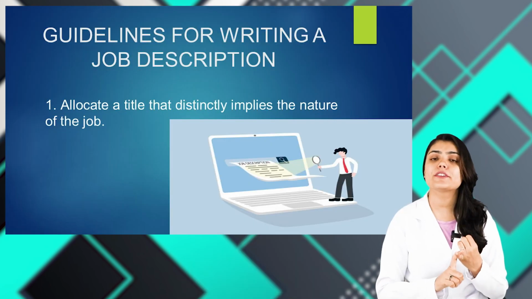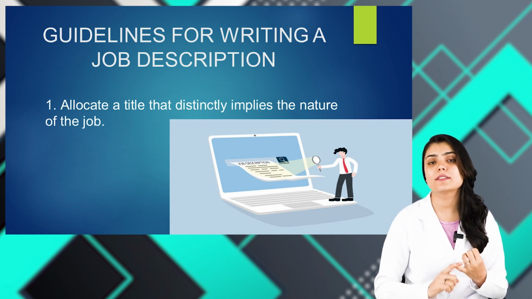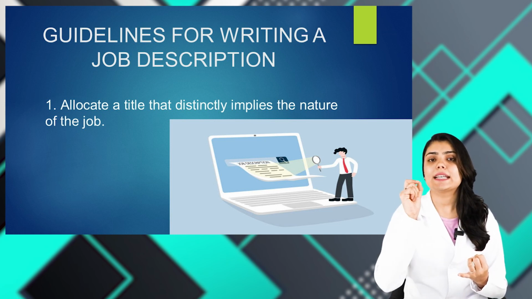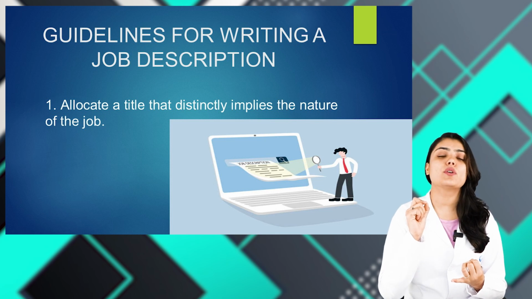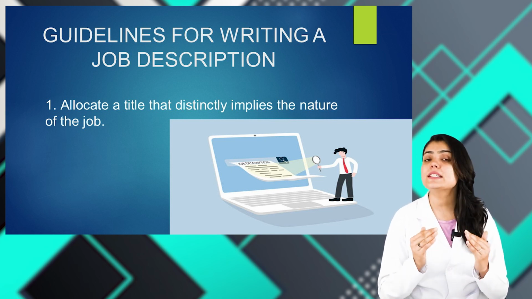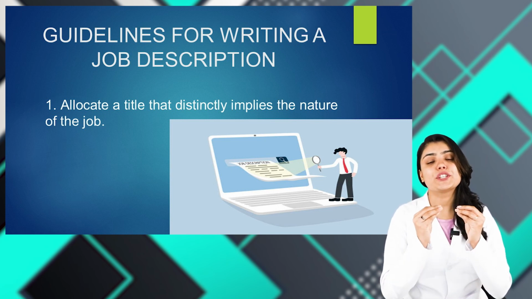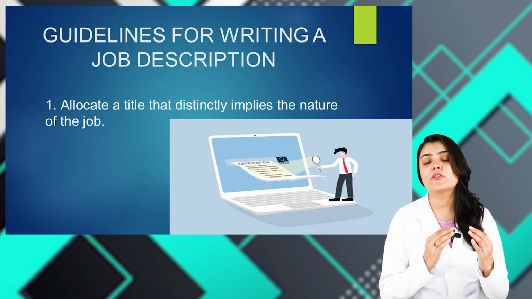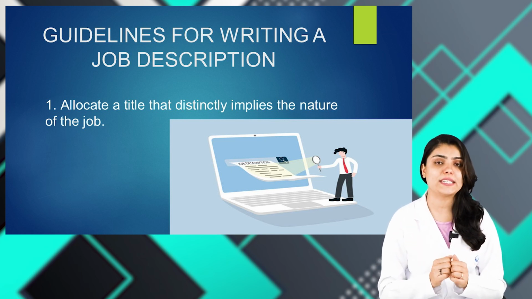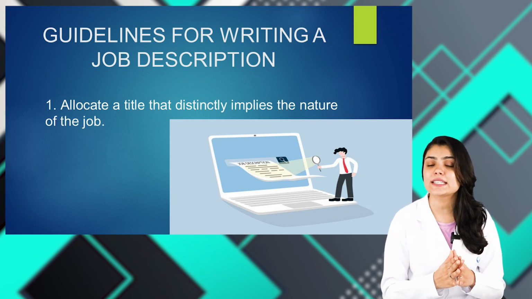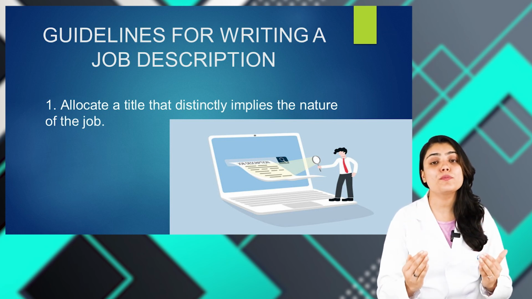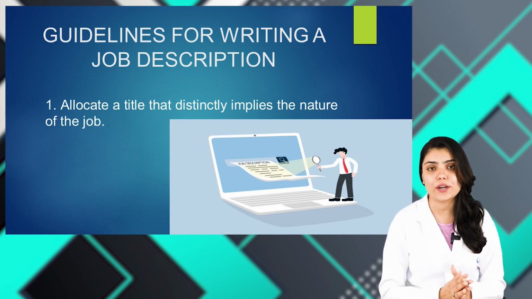So far, we have discussed what a job description is and what its purposes are, why it is required. Now, let us see what the major guidelines are that are to be followed while writing a job description. The very first guideline is to allocate a title that clearly explains the nature of the job. Whenever a title is given, it must describe the nature of the job. For example, a nursing superintendent. From the title itself, we can understand that she is supposed to supervise other nursing staff within the organization.